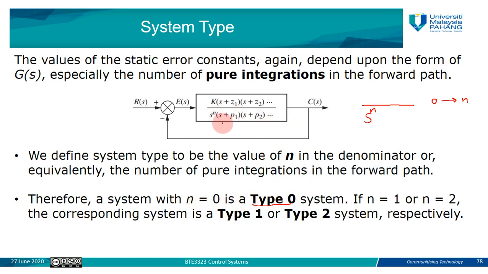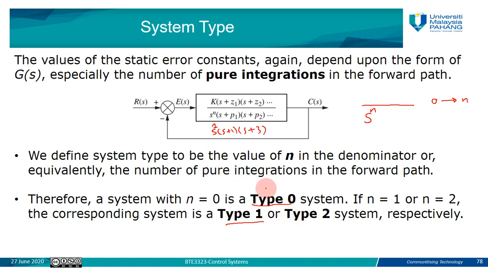If we have one s, for example, the transfer function becomes s plus 1, s plus 2, or s plus 3 and so on. So we have one s here, and this system we call system type 1. If we have s squared, we call this system type 2.